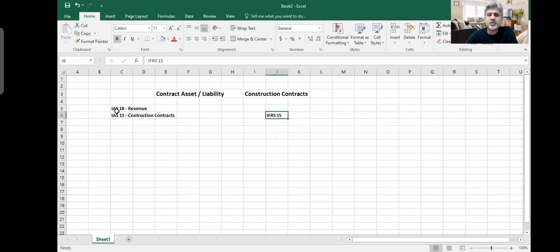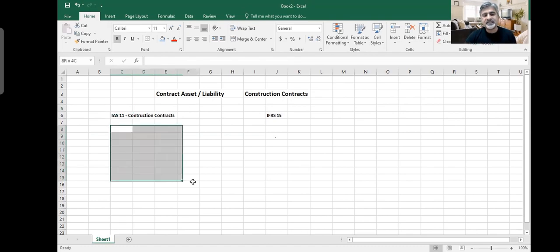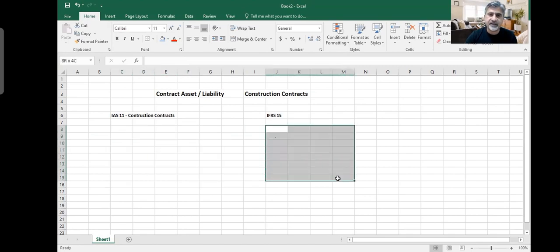I am not speaking about IAS 18 at the moment, because construction contracts and the contract asset and contract liability were not covered in IAS 18. They were covered in IAS 11. So I remove IAS 18 for a moment. When you calculate contract asset or contract liability, you have two methods: one given by IAS 11, and the second given by IFRS 15.